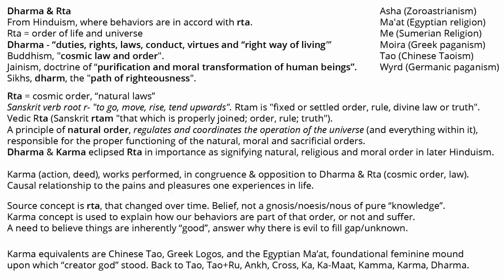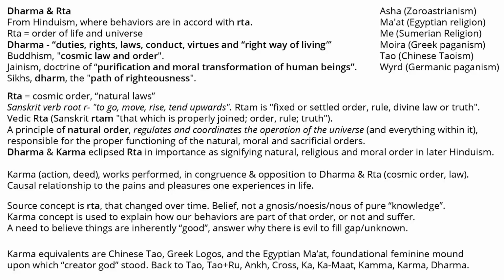What karma is, how it's ka, ma'at, and how it has to do with your actions in accord with good or evil that create your future. It has nothing to do with your future life in another body or a past body life. That's all fantasy. Karma equivalents are Chinese Tao, Greek Logos, and the Egyptian Ma'at. It's a foundational feminine mound upon which the creator god stood. It connects back to the Tao, Tauru, the Ankh, the Cross, the Ka, the Kamat, Kama, Karma, and Dharma. These are all related concepts.